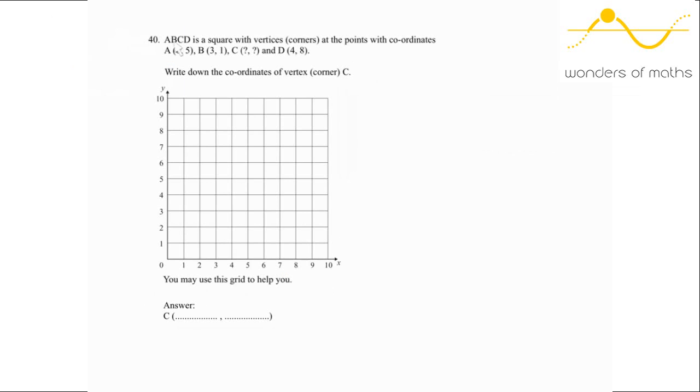ABCD is a square with vertices at the points with coordinates 0, 5, 3, 1 and 4, 8. Write down the coordinates of vertex C.